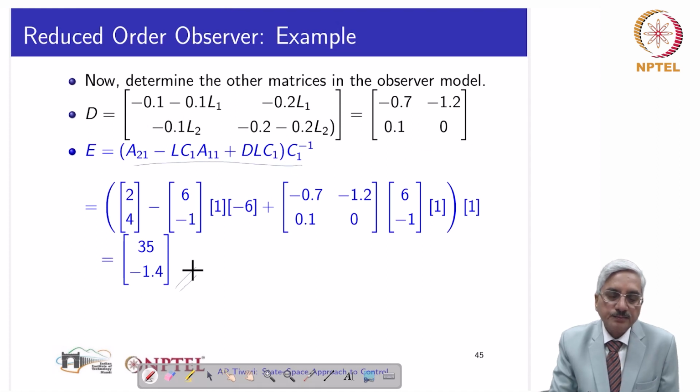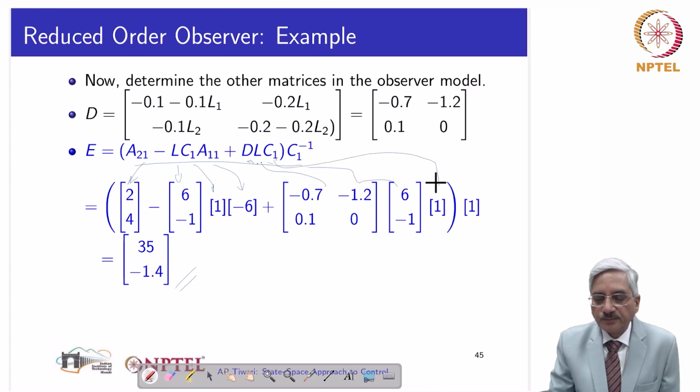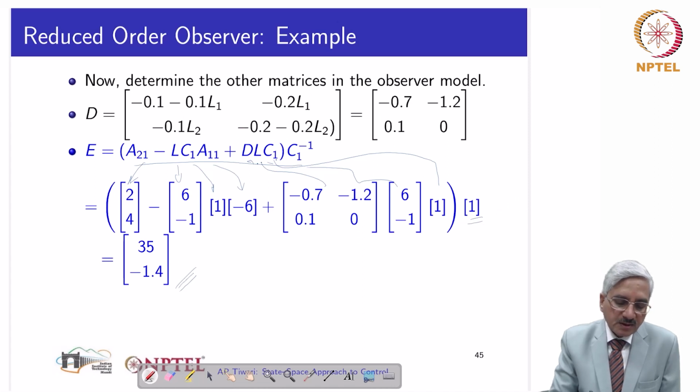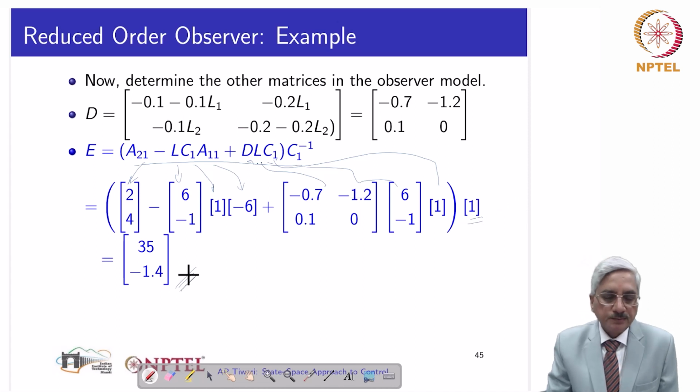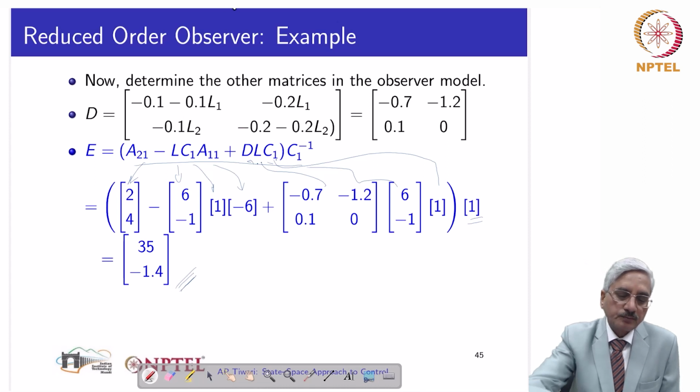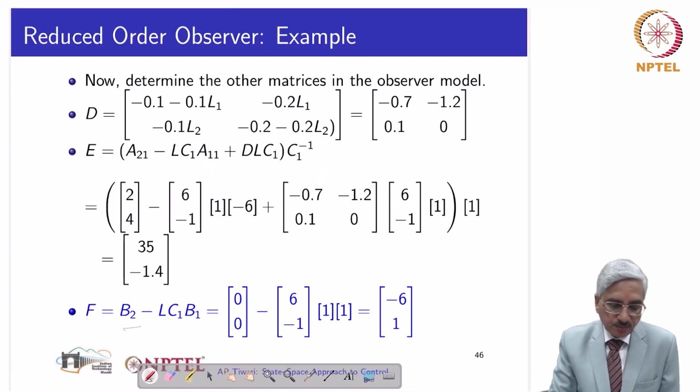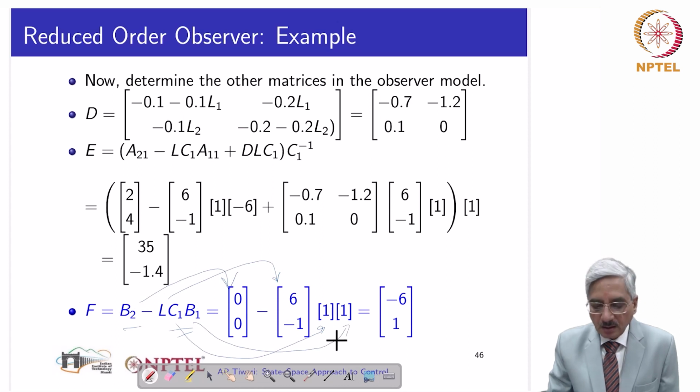It comes like this. So this is A21, this is L, this is C1, this is A11, D, L, C1, this is D again, this is L, and this is C1. And this is C1 inverse. So when we evaluate, it comes as 35 and minus 1.4. Can be checked, verified by you. And F, which is B2 minus L, C1, B1. B2 is this, L is this, C1 is this, B1 is this. It gives this one, minus 6, 1. This is F.